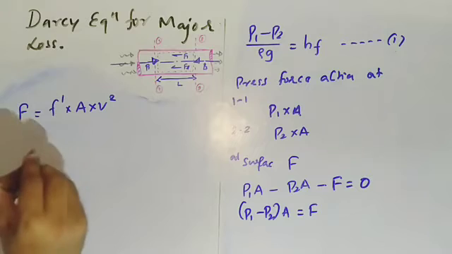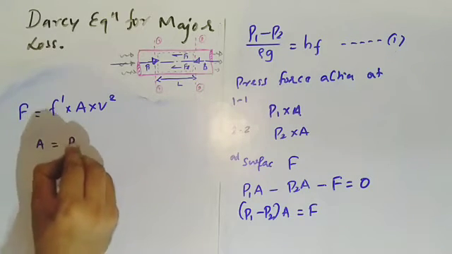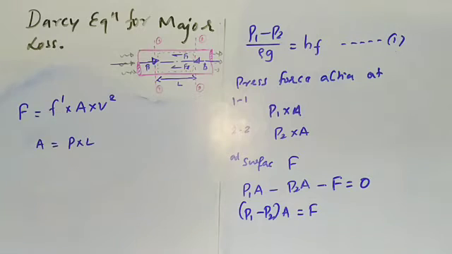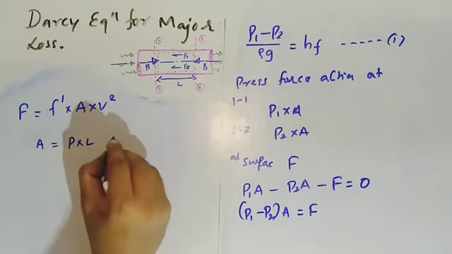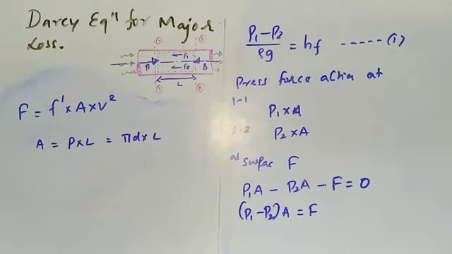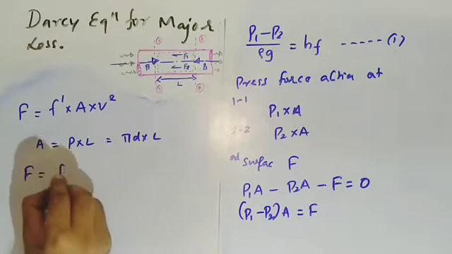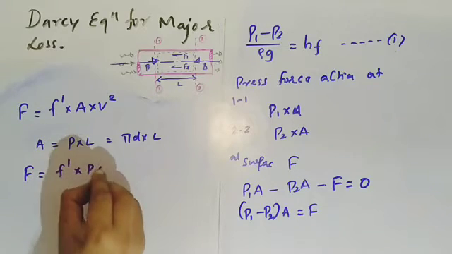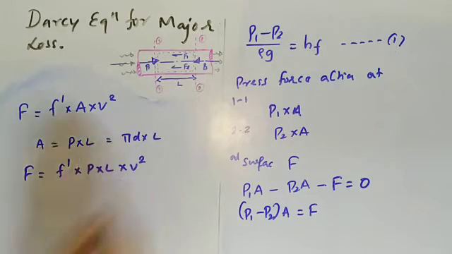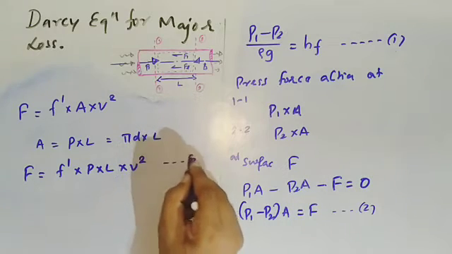Now this area can be written in terms of perimeter, so that is P into length, P into L. So in simple form I can write it as pi d into L, okay. So I'll just replace this area, that is F is equal to F dash into P into L into V square, okay. Now I'll consider this as equation 2 and this as equation 3.